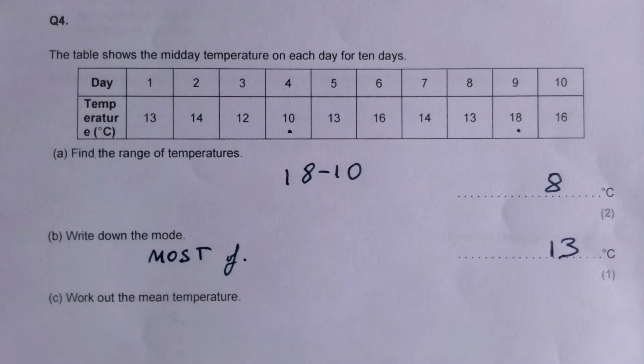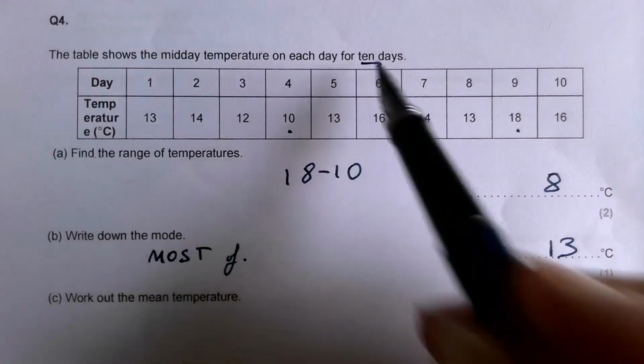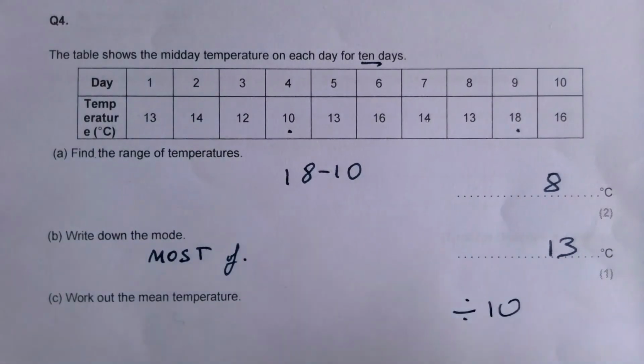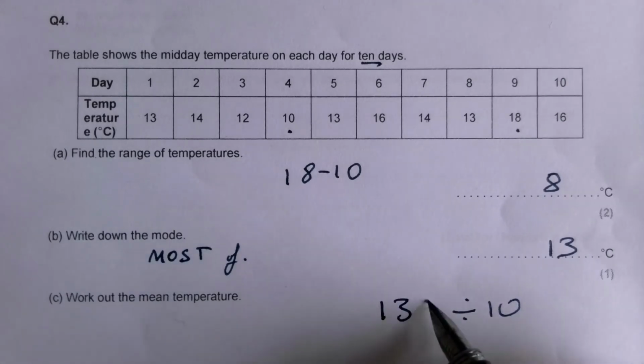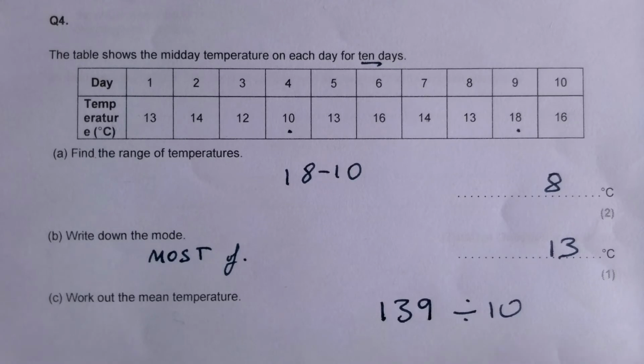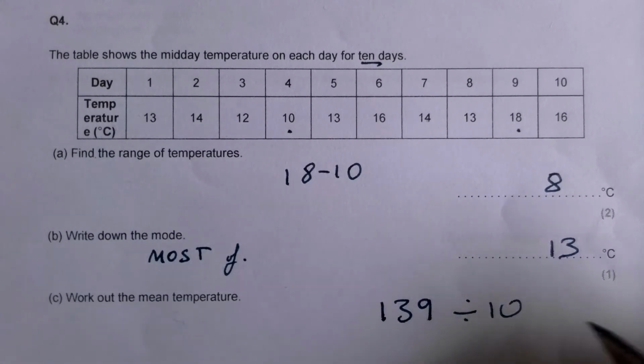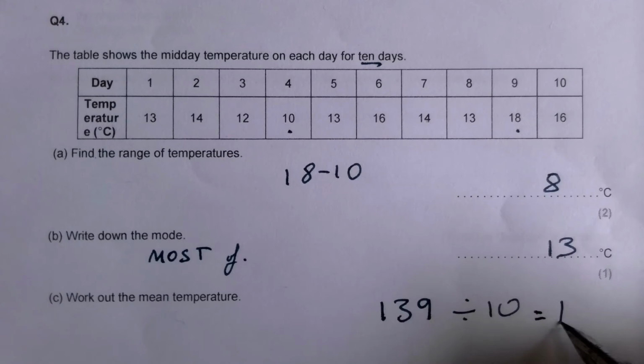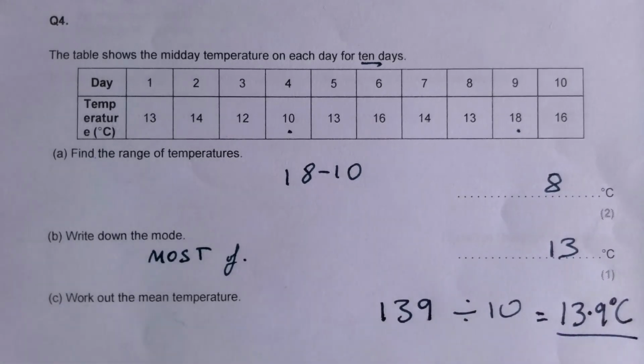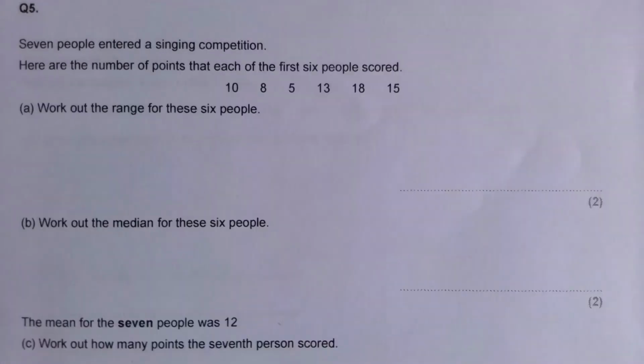And working out the mean, you need to add them all up and then divide by how many there are. Now there's 10, so we're going to be dividing by 10, and you should have got 139. So 139, if you've got that written down, that's 1 mark. Divide it by 10, gives you 13.9 degrees C. Okay, so that's question 4. Moving on now to question 5. Pause the video and give this one a go.